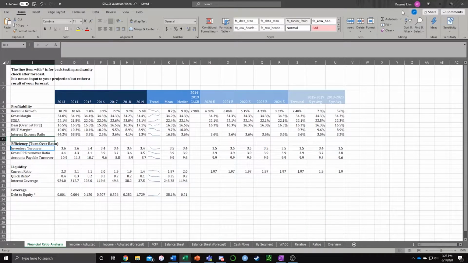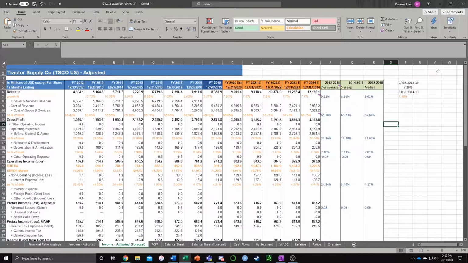Looking here at Sherry's financial ratio analysis, we can get an idea of all of these ratios and what they look like. We can see the SG&A as a percentage of revenue, gross margin, obviously, depreciation over PP&E. We can see the stability of these ratios and their trends, and then we can use those moving into the forecast. This Tractor Supply Company, ticker TSCO, valuation is a super good example if you're looking for a template on how to perform this forecast.